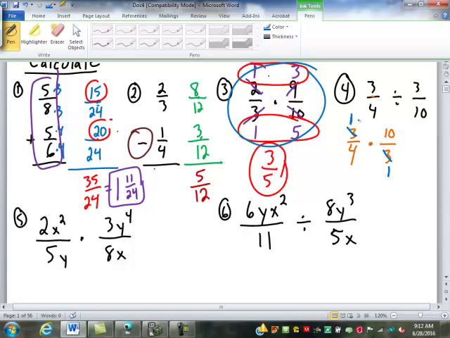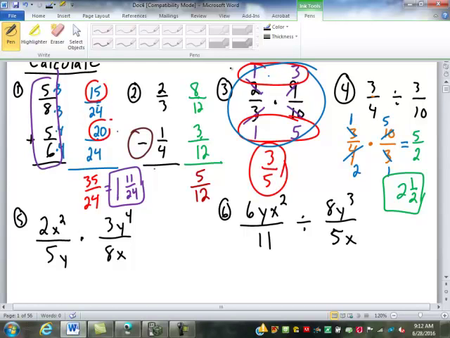Is there anything else? Yeah, 4 and 10 can both be divided by 2. 10 divided by 2 is 5. 4 divided by 2 is 2. So 1 times 5 is 5. 2 times 1 is 2. 5 divided by 2 is 2 1/2. So reducing that down into a mixed number.